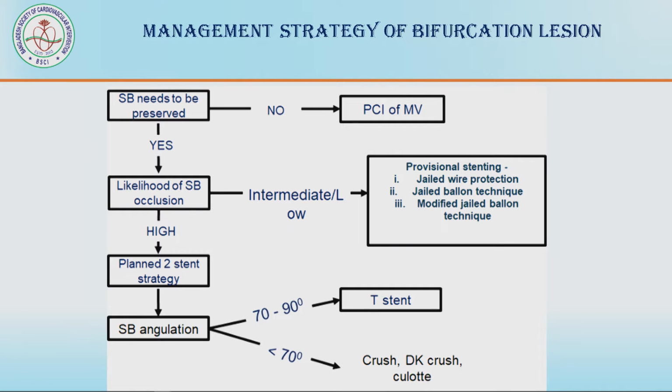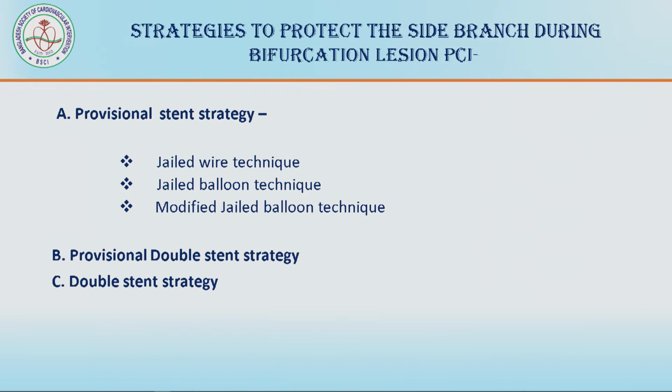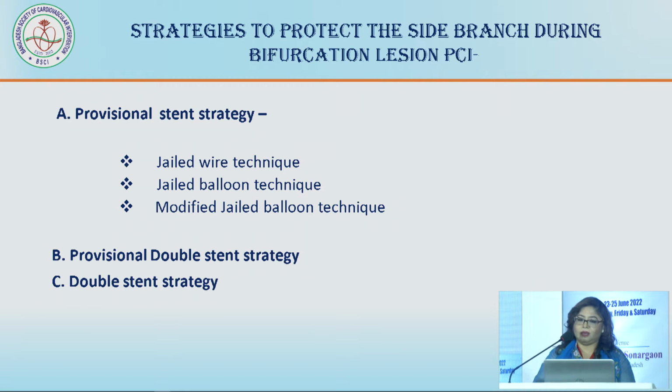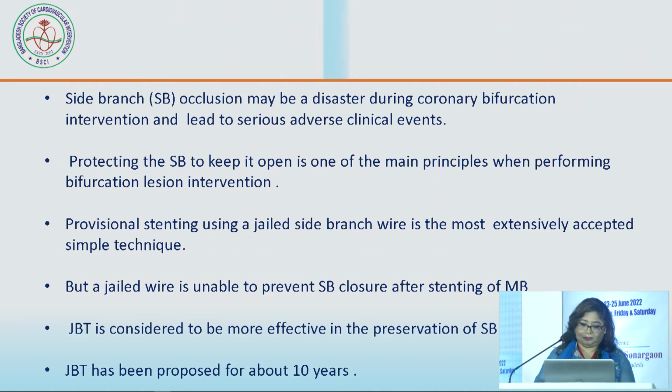So this is, as we all know, the management strategy of bifurcation lesion. My topic is strategies for protecting the side branch during bifurcation lesion PCI in case of provisional stent strategy. There might be provisional double stent and double stent primarily from the double stent strategy. So the provisional stent strategy can be done with the jailed wire technique, jailed balloon technique, or modified jailed balloon technique. There are other techniques as well.